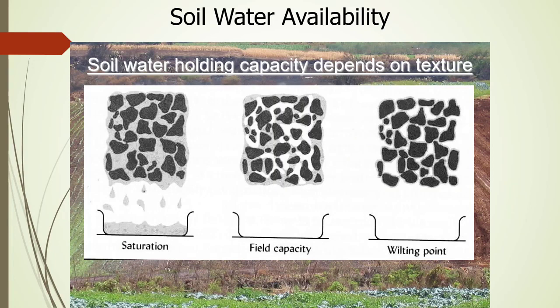So the gravitational water would be on the left here. The soil's saturated and then it's just running through. Field capacity, the water's being held there. And then wilting point, you can see a very small film of water around the soil particles.